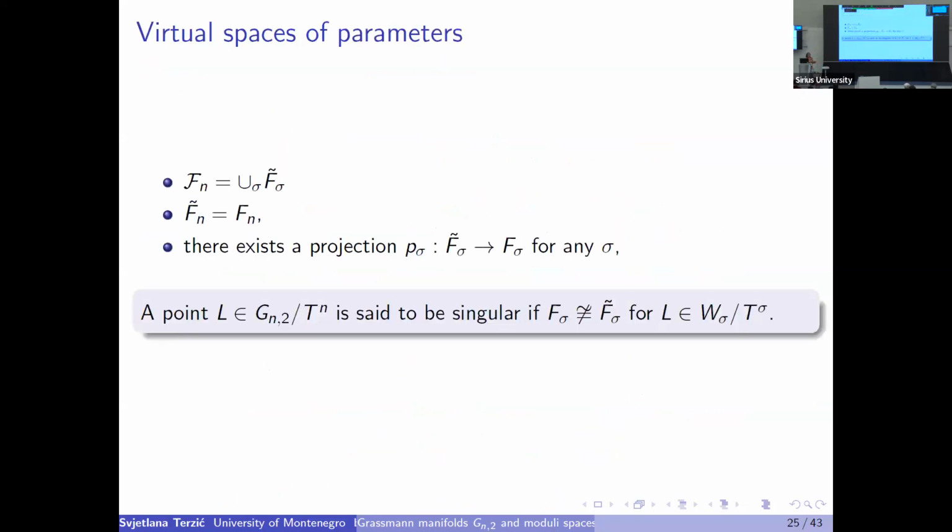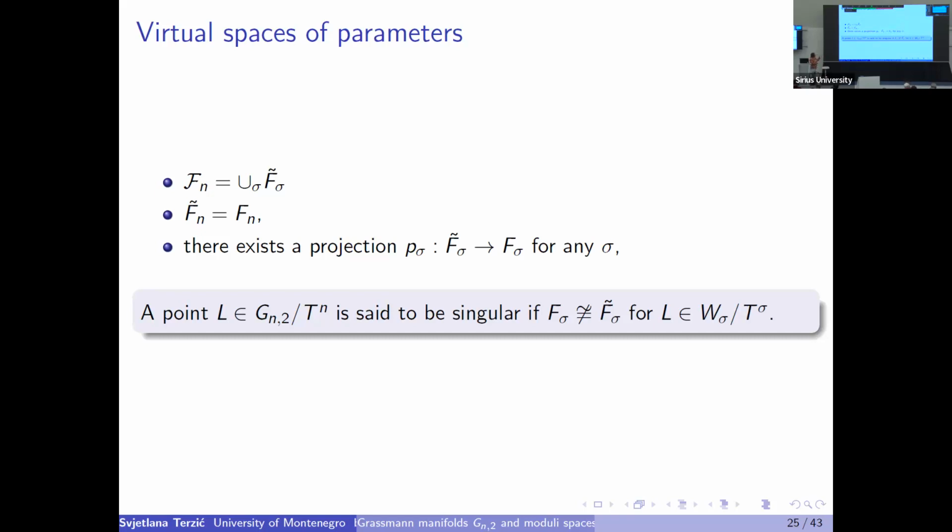Okay, and now I just want to say something about virtual spaces of parameters. I said virtual spaces of parameters are the pre-images of the orbit space of a stratum in this product delta n2 times Fn. When we describe this compactification Fn as the blow up, it's a union. Its union is the space Fn. The virtual space of parameters for the main stratum coincides with the space of parameters, and actually our requirements prove that there exists a projection from F sigma tilde to F sigma for any sigma.